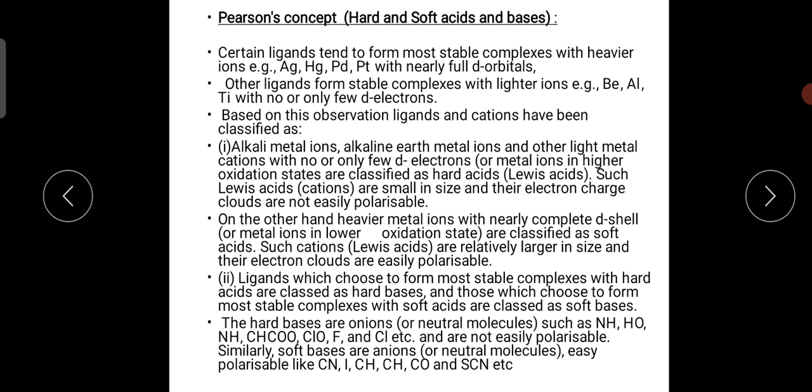So we can classify them as hard acids, or we can say Lewis acids. These acids are small in size, and their electronic charge is not easily polarizable. On the other hand, there are heavier metal ions. Heavier metal ions have d shell orbitals, completely filled d shell orbitals. So they can be classified as soft acids. They are larger in size and easily polarizable also.